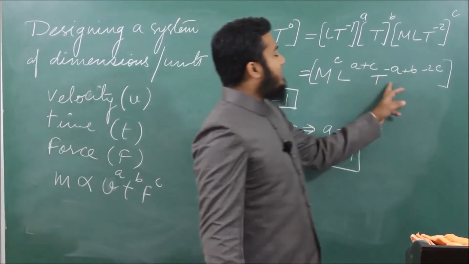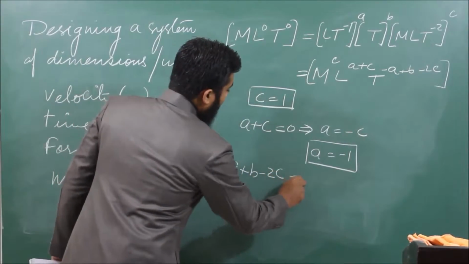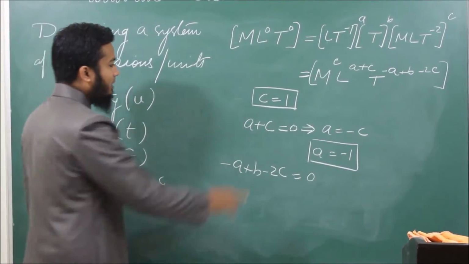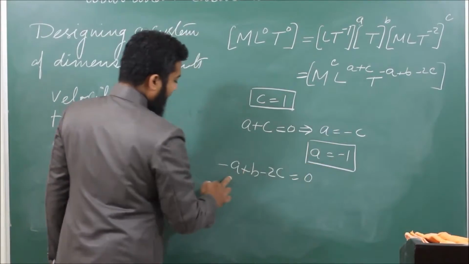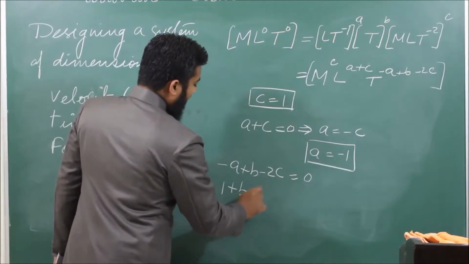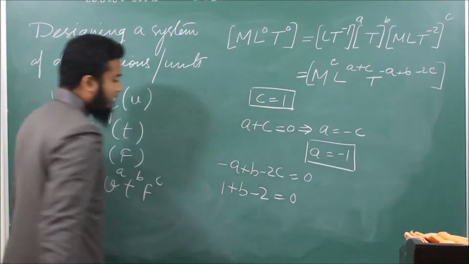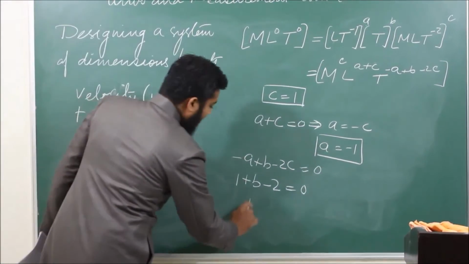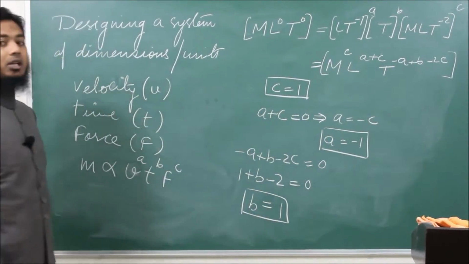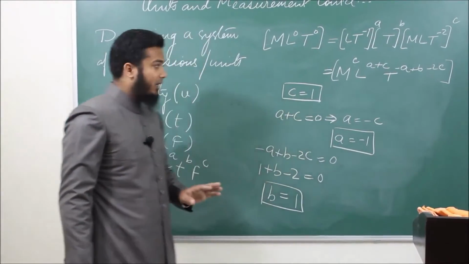And T has power minus A plus B minus 2C, and on the left hand side it has 0, so this is equal to 0. Now put all the values. C is 1 and A is minus 1, so if you put minus 1 here, it becomes 1, and plus B and minus 2C, C is equal to 1, so it is just minus 2, which is 0. So B comes out to be 1. The value of B is 1. So you have found all the exponents. A is minus 1, B is plus 1, and C is again plus 1.